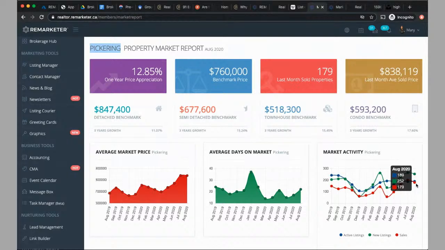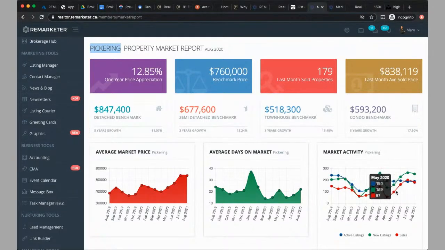Now, right now, you can see the gap here between the green one, which is the new listings, and the red and blue, which are the sales and the active listings. If I'm looking at the green versus sales, I can see that in this month we're seeing a lot more properties come into market.